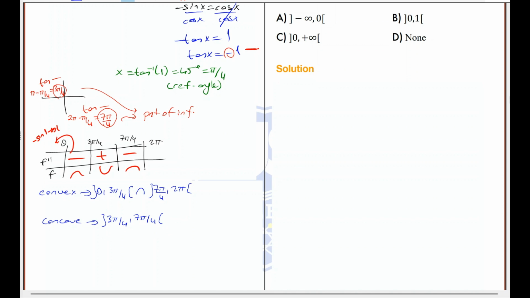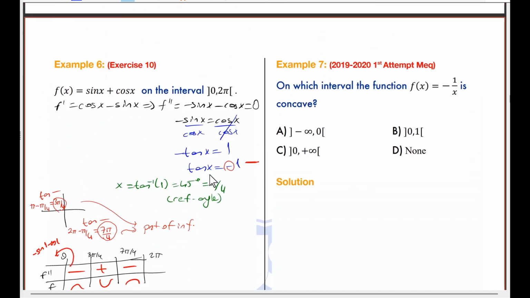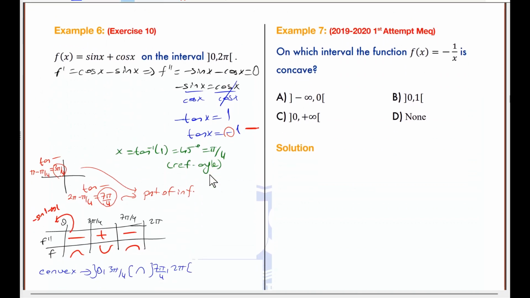So I think I am done with trigonometric function examples. We have done enough. Let's continue with a rational function. On which interval is the function f of x equals negative 1 over x concave? There are two ways of solving these kinds of questions. We can take the second derivative and make a table, like we have been doing so far, or as a second way, I can just graph it because it's a simple graph, right?